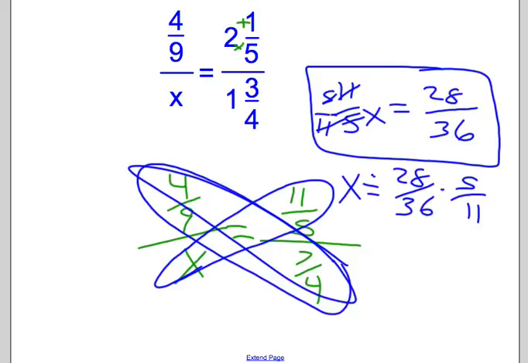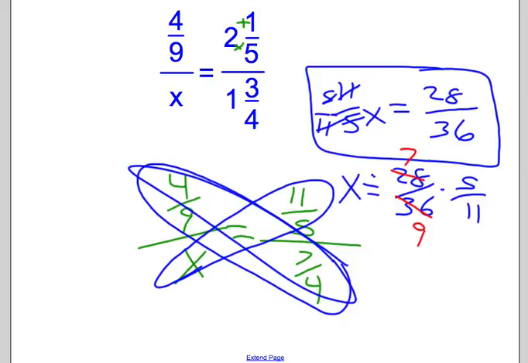Okay. Then will 11 reduce with 28 and 5? No, 11 won't. Will 36 reduce with 28 or 5? Yes, they're both even numbers, aren't they? And I can take it a step farther. Will 4 go into both? Yeah. So 4 goes into 36 9 times, goes into 28 7 times.